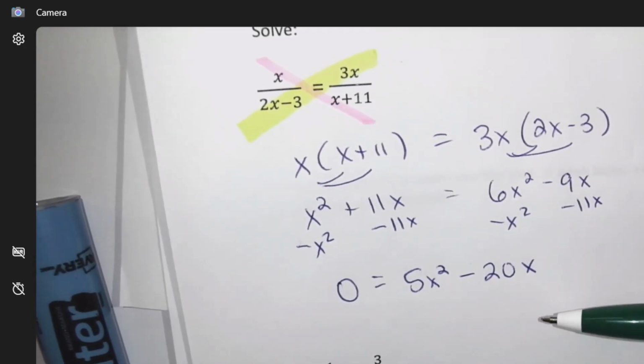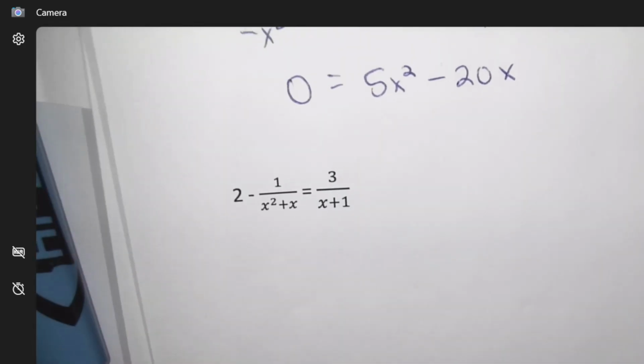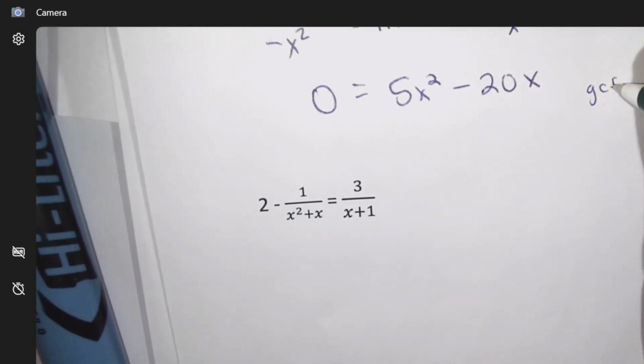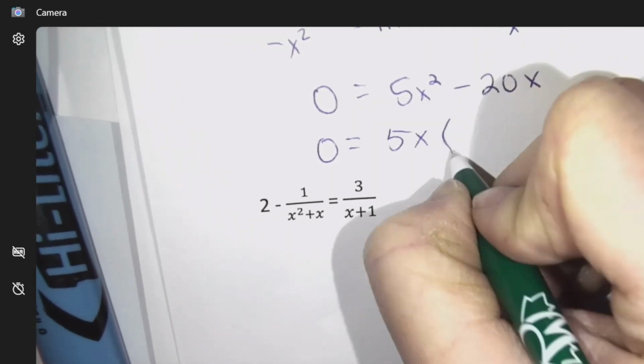Okay, so now that I have this, I should recognize my strategies. Can I factor this? Is it one of my styles? It is. It's a GCF. 5x.